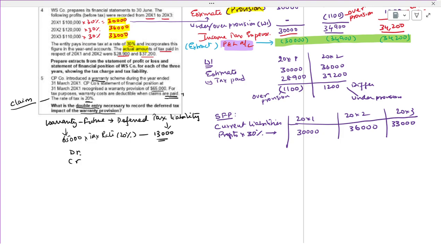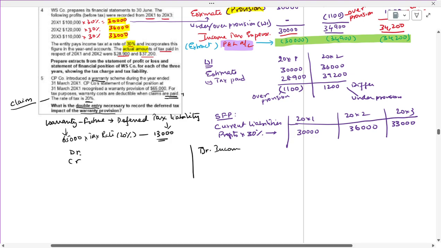In future we will, if it is paid, in future you will pay, not now. Means when you are going to pay in future, what will happen? Don't think about right now, okay? When you are paying in future, is it right? What will happen? Debit will be income tax, okay? Debit will be income tax.